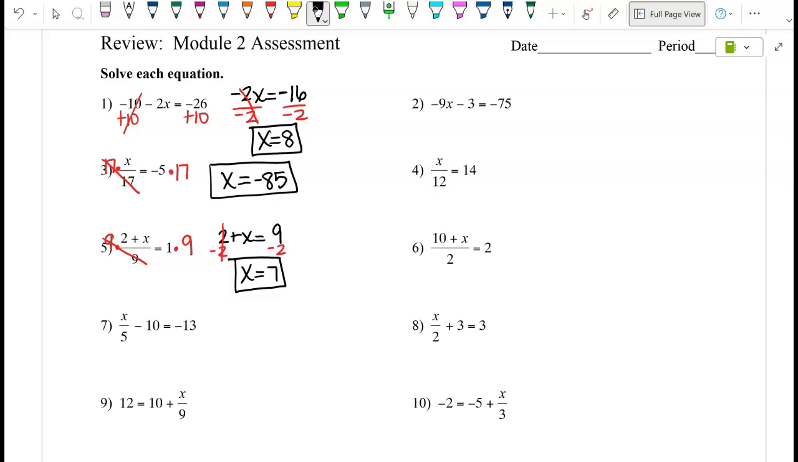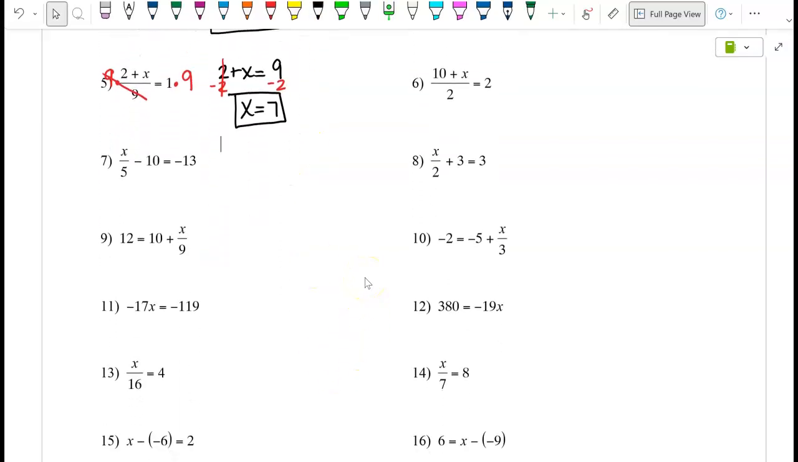So again, I'm going to pause for a minute for 7, 9, and 11. And I will tell you, 7 and 9 are different than number 5. Number 5, the entire side was a fraction, so we multiplied first. 7 and 9 are handled differently. So again, I'm going to pause while you do 7, 9, and 11, and we will come back and go over those.